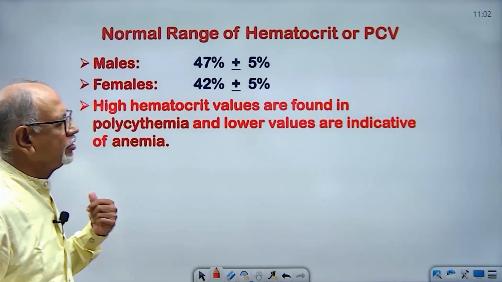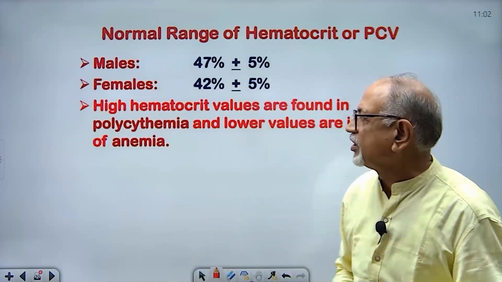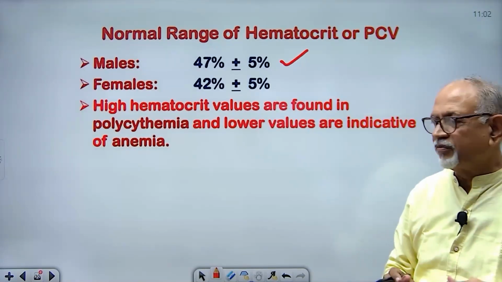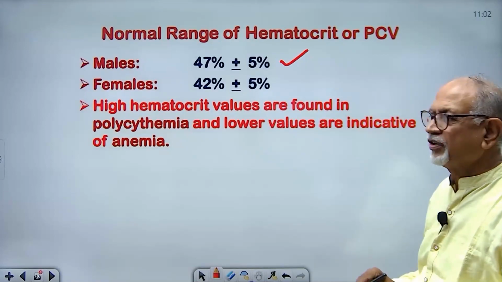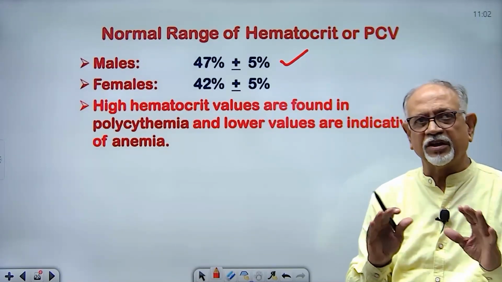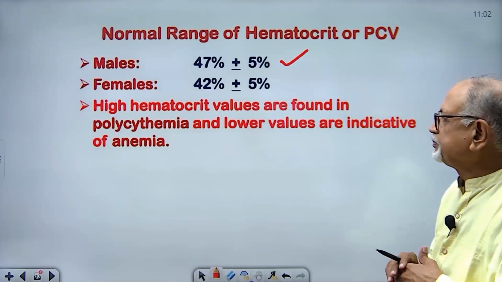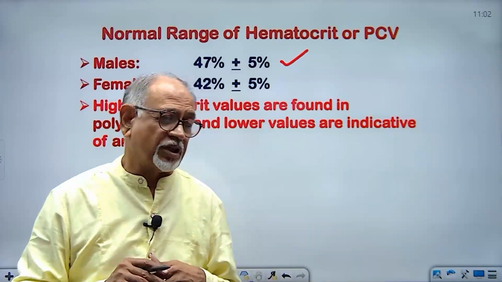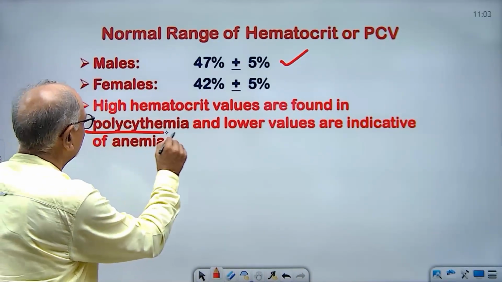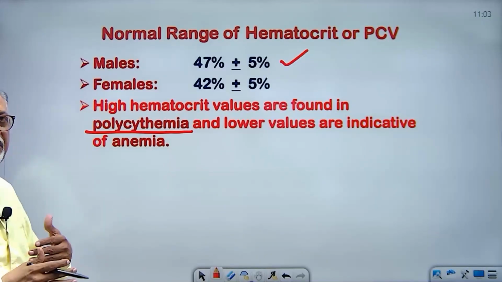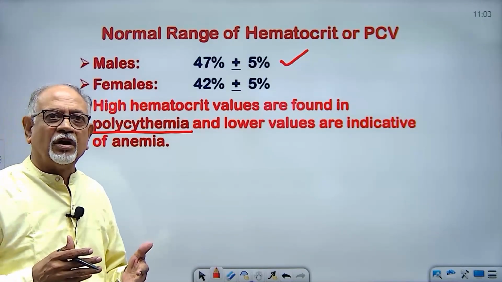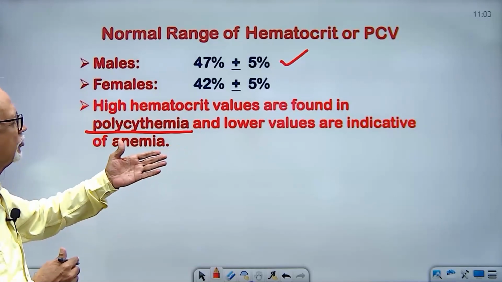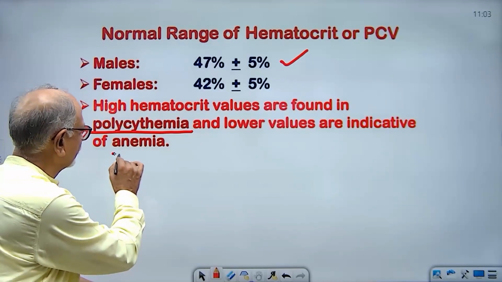Now coming on to the values of hematocrit, that is packed cell volume. In case of male, it is 47%. In case of female, it is a little less, that is 42%. And in both the cases, there is a variation of plus minus 5%. High hematocrit values are found in case of polycythemia, that means when the RBC count increases more than the normal. Similarly, lower values of hematocrit are found in case of anemias.